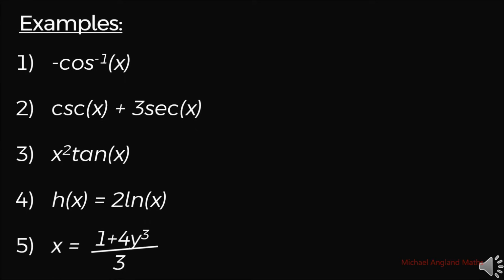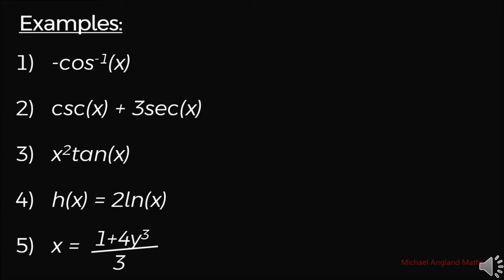So here are the examples that we'll be working on. There are 5 here: trigonometric, logarithmic, quotient. The first one is minus cos inverse of x. The second one is cosec of x plus 3 sec of x. The third one is a product, x squared tan of x. The fourth one, h of x equals 2 natural log of x. And the last one, a quotient, x equals 1 plus 4y cubed over 3.